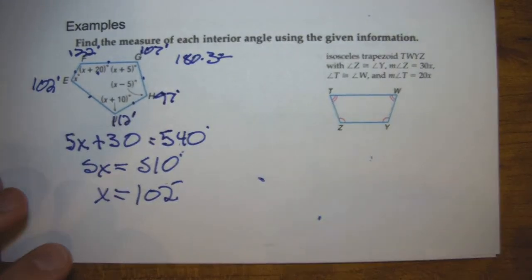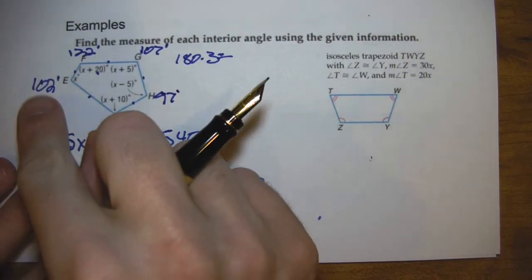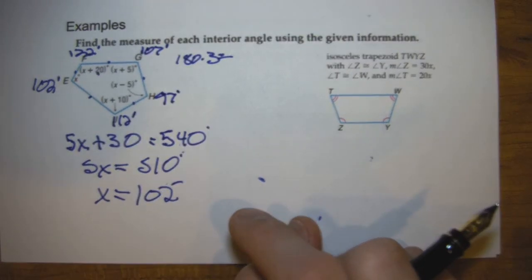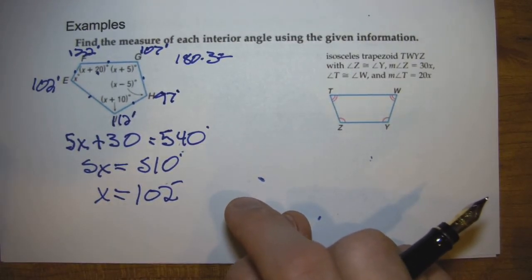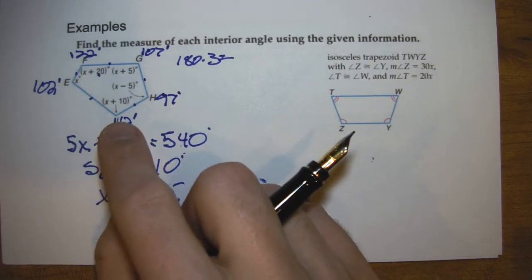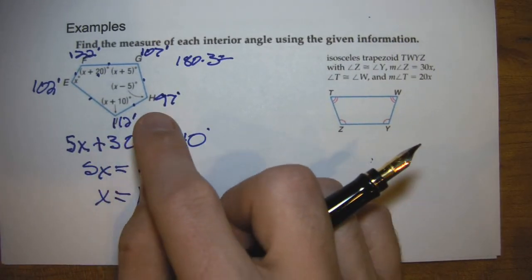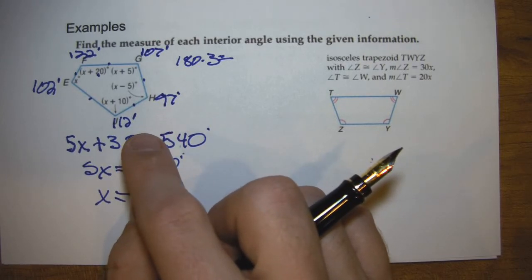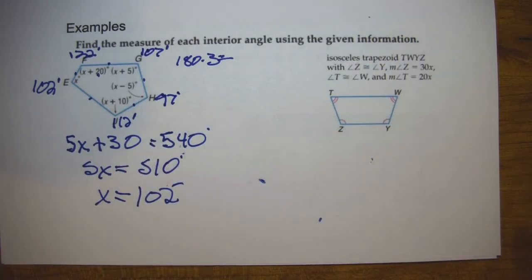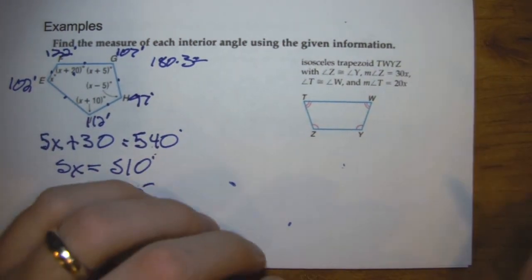Now, one thing I do recommend, in case you may have made a mistake, is just double check that real quick and add them all up. So if I take 102 plus 122 plus 107 plus 97 plus 112. Yep, 540. I didn't do anything silly with my math. So good. All right, well, let's look at this last one.